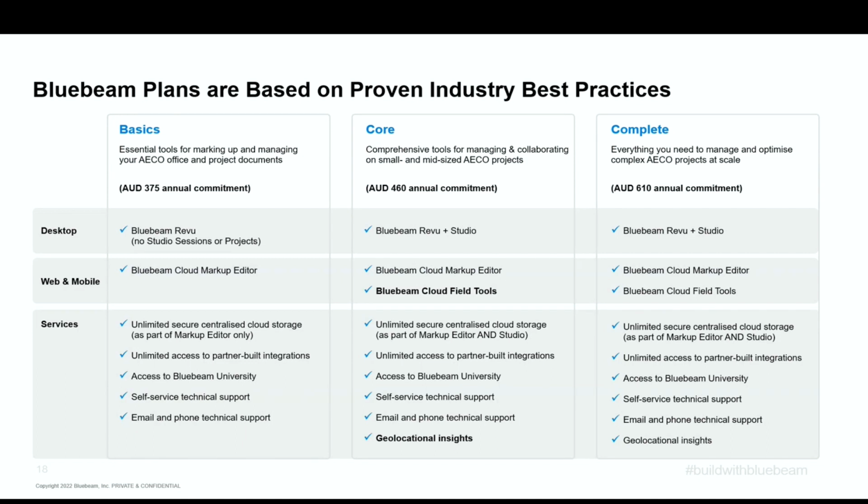Thanks, Neil. We've just got a couple of questions in the chat as well. Hamish asked to put the prices back up. So there you go. You've got the Basics, Core and Complete at the top there. So 375 is Basics, 460 is Core, Complete is 610.